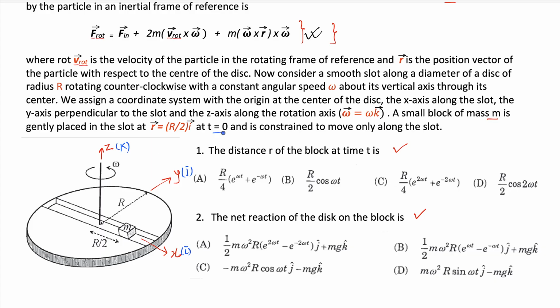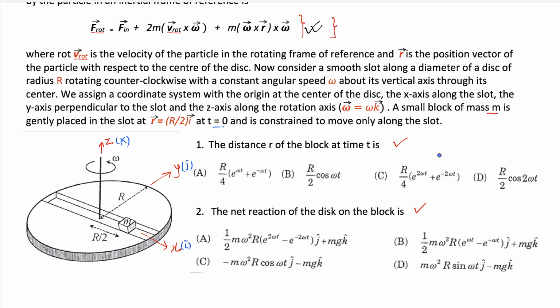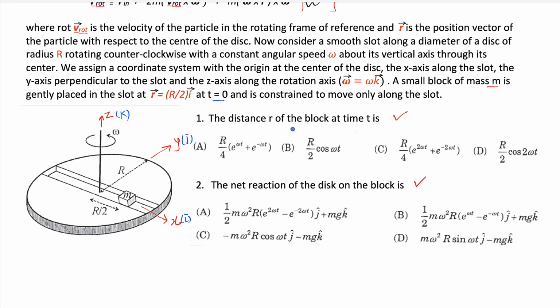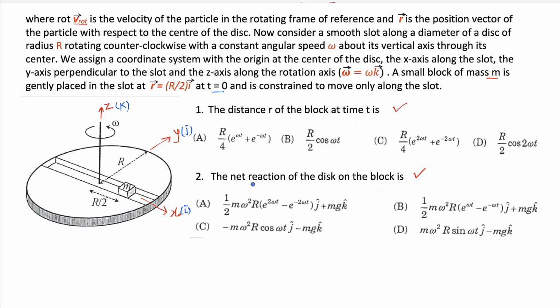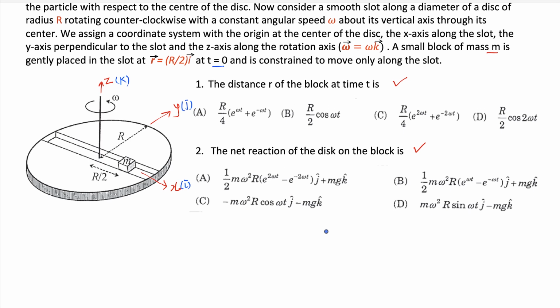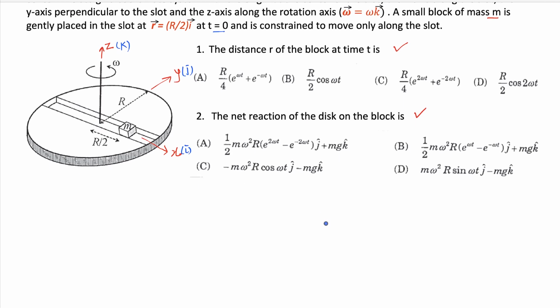At t equal to 0, and it's constrained to move only along the slot. So there is a slot here, so it cannot move anywhere else but along the slot. And then it is asking, find the R of the block, the radius, at any time t. And the second question is, what is the net reaction of the disk on the block? Okay. So these two things we need to answer.